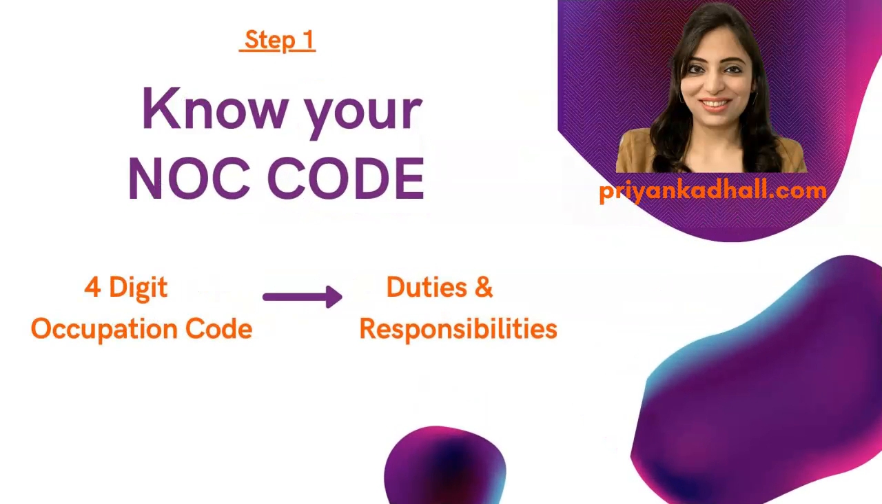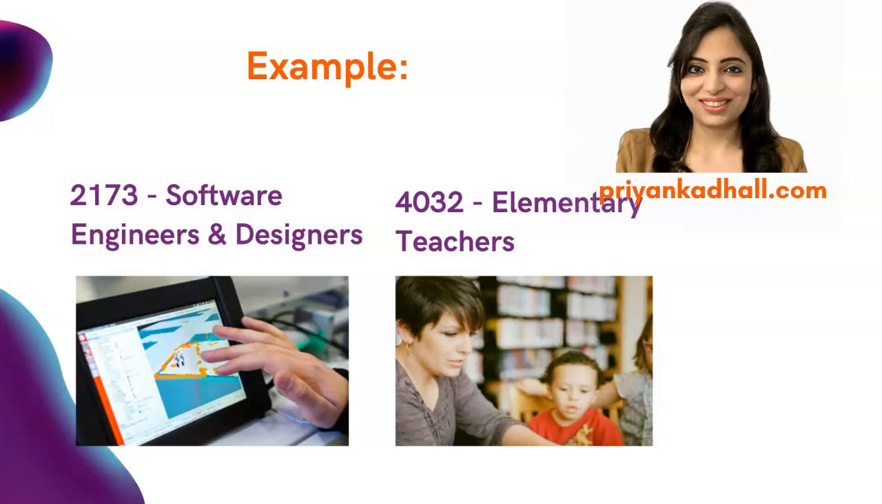If your Canada immigration application is already approved or it is still in process, you might be aware of the NOC code, which is a 4-digit occupation code that best matches your duties and responsibilities back in your home country. For example, the NOC code for software engineers and designers is 2173. The NOC code for elementary teachers is 4032. So your very first step is to determine your NOC code. And if you are not sure, I have given a link below this video where you can determine your NOC code from the Government of Canada website.